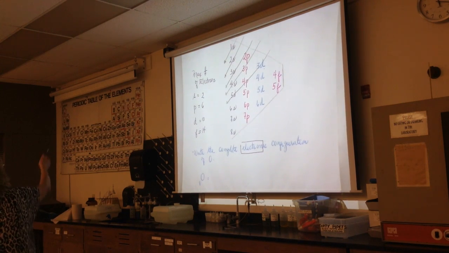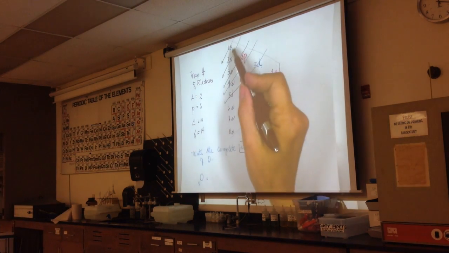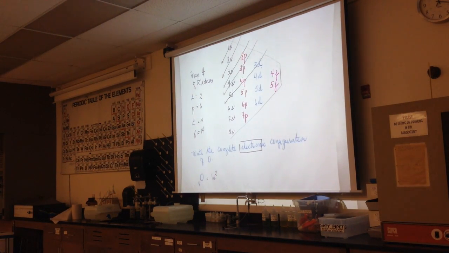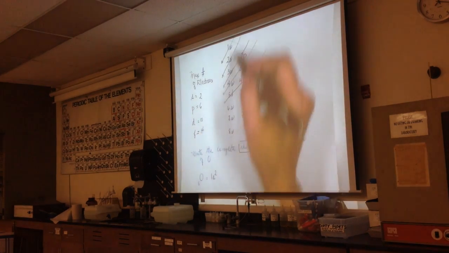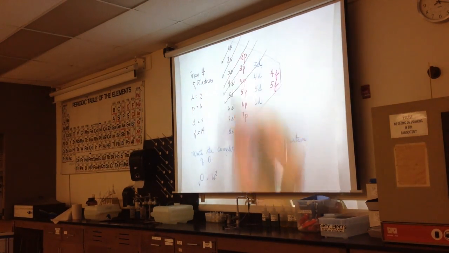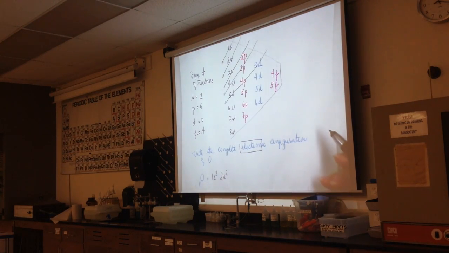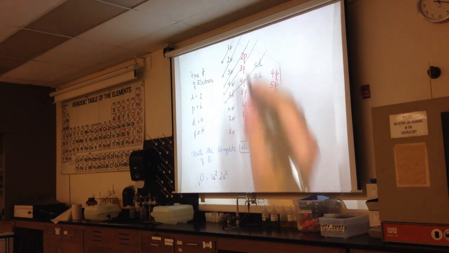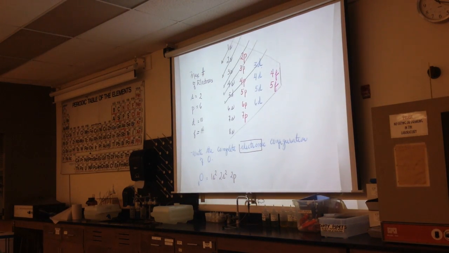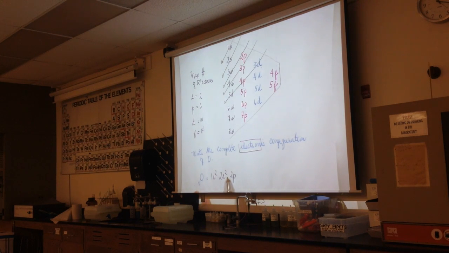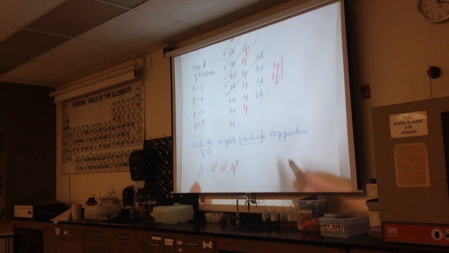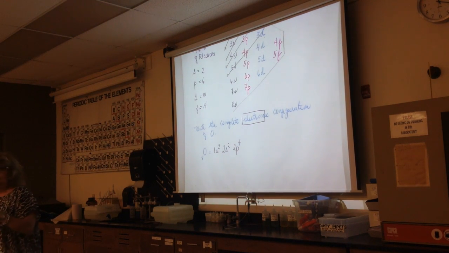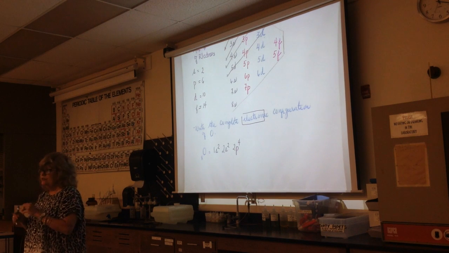Every time you start at the very top, so you start with the 1s, you put 2 in the 1s, you are done. Then you go back up, and you do the 2s, and you put 2 there, and you're done. After the 2s, you go back up, and now you're at the 2p. At the 2p, I count: I have 2, 4, I need 4 more to get to 8, and I double check. So I have 2, 4, and 4 is 8. That should be your complete electronic configuration for oxygen.